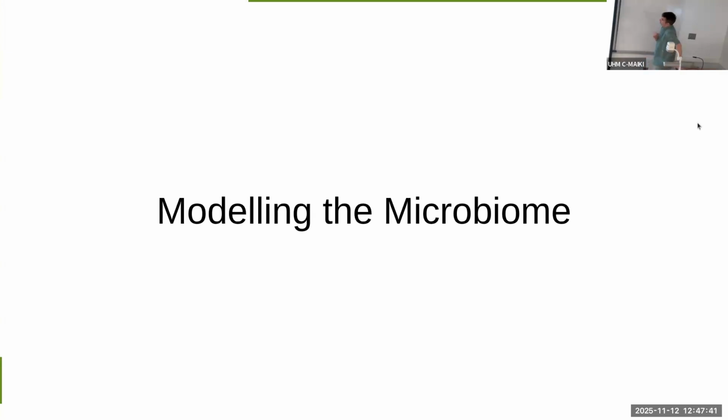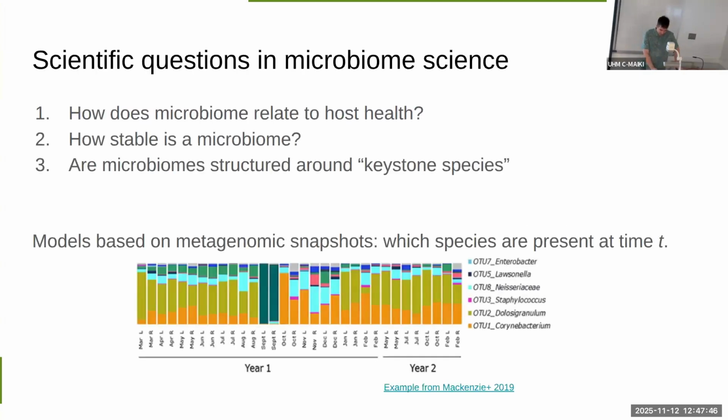But I really want to get to some preliminary work that we're doing in the microbiome. So the scientific questions that we're looking at for microbiome science are kind of the classic question of how does the microbiome relate to host health? But with Anthony and Nicole, we've been looking at the structure of microbiomes: how are they structured, how stable are they, and are there keystone species in the microbiome that affect this stability?